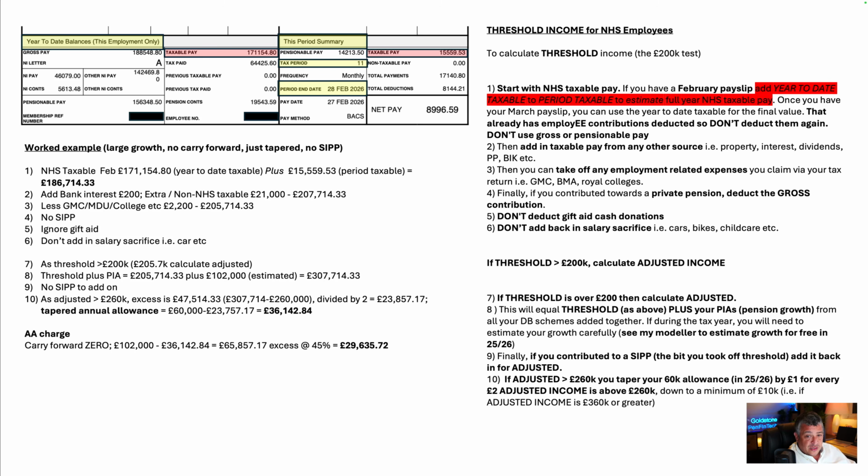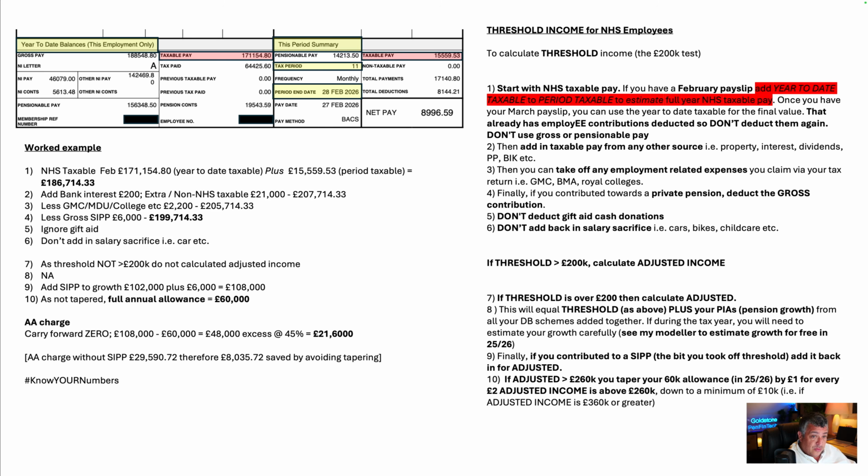So what's the point of knowing it? And the point of knowing it is, if you know your numbers, you can do something about it. And one of the things that you can do about it, even very late in the tax year, even after your March payslip has come, is pay into a pension. Now, I hear people shaking their heads at this video and saying, you've got a tax charge of £29,000, why on earth would you want to pay into a private pension? And this is why. So if we fast forward to the next slide, and the figures were exactly the same up to this figure, 205,714.